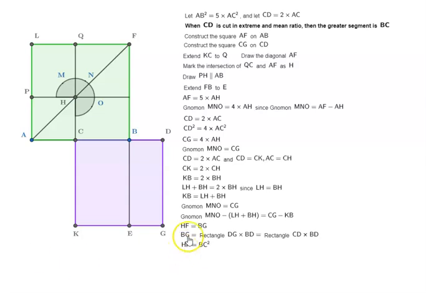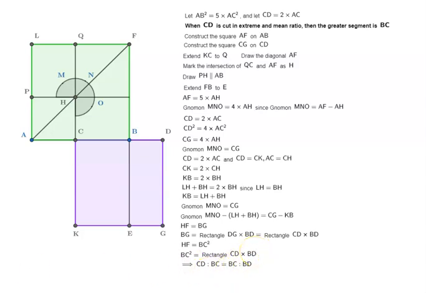Now what is HF? HF is the square on BC. So now we can say BC square is equal to rectangle CD by BD. Why? Because we saw that HF is equal to BG, HF is BC square, and BG is rectangle CD by BD. So BC square is equal to rectangle CD by BD. Do you notice BC square equal to CD by BD basically means that we have a proportion, that is CD is to BC as BC is to BD.